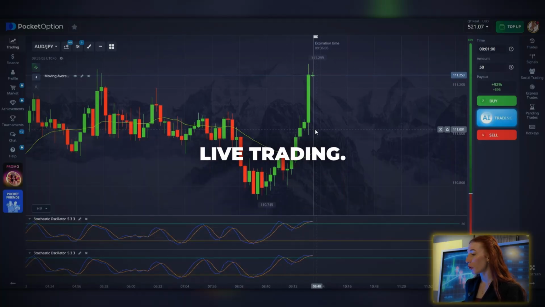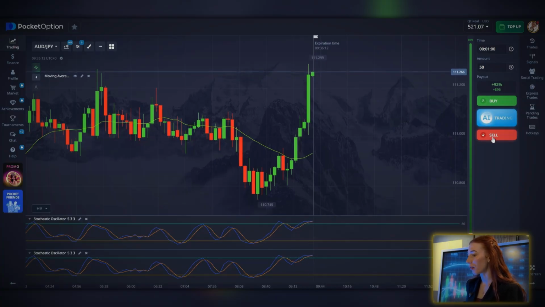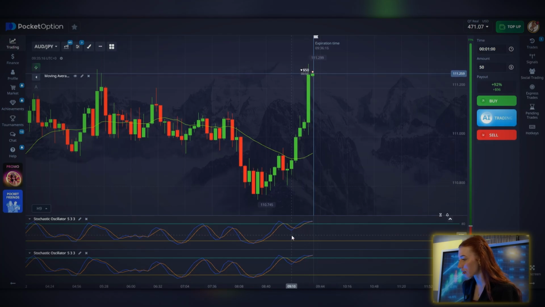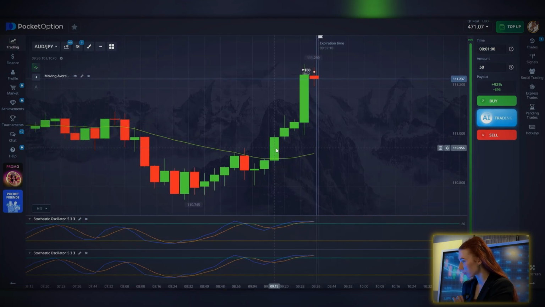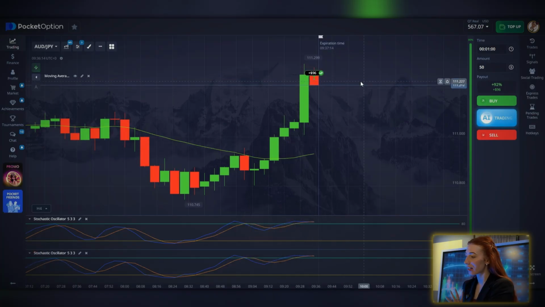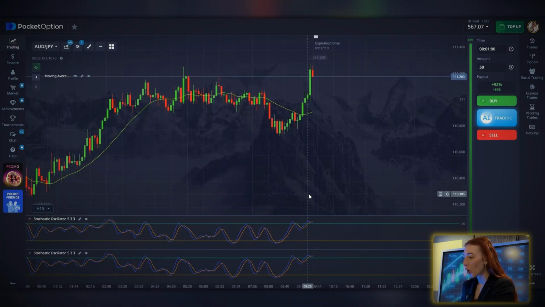Let's move on to the first trade. So, this is our first trade on AUD JPY. Look here, price just touched the MA from above and stochastic is above 80 crossing down. All conditions are met. And here is our first profit. Look how clean that was. 1 minute and money in the bank.